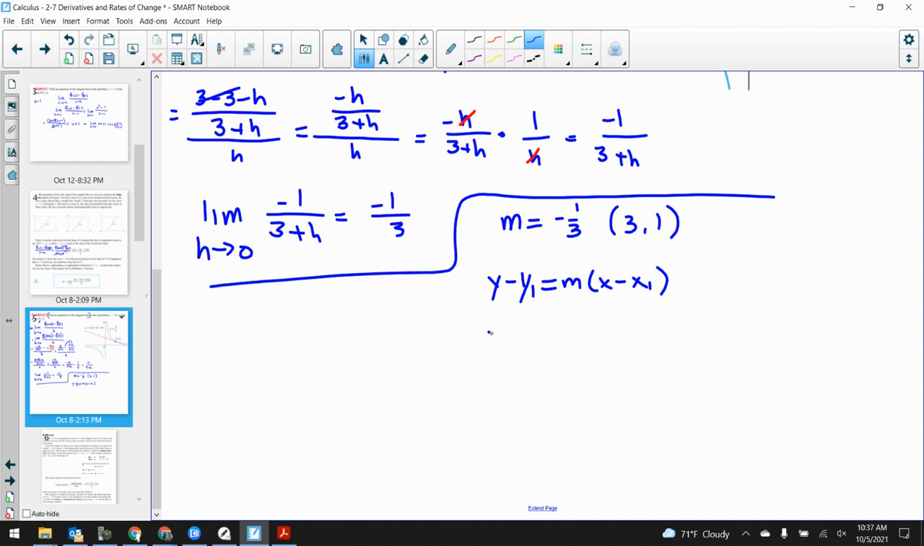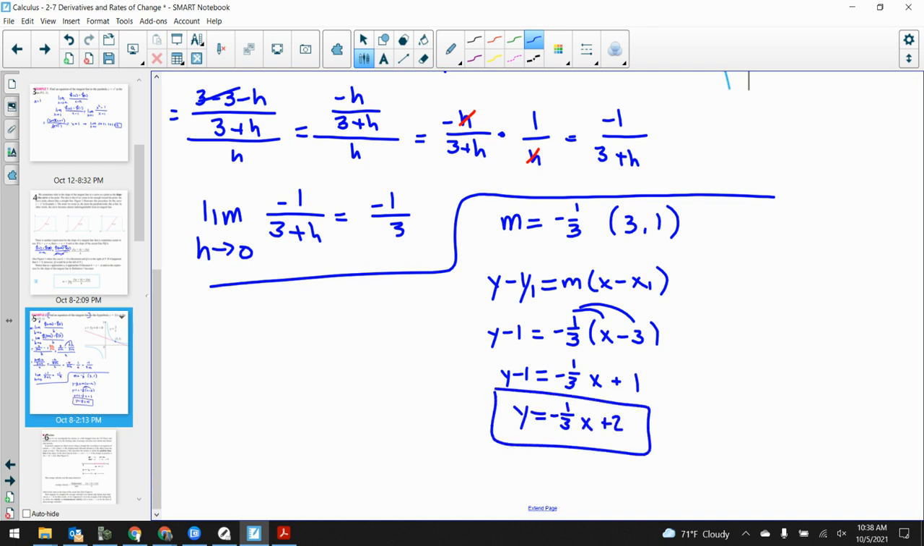All right, so that just means y minus 1 equals negative 1/3 times (x minus 3). Now we distribute the slope. y minus 1 is equal to negative 1/3 x plus 1. And we add the 1 over to the other side. y is equal to negative 1/3 x plus 2. That's the slope of the tangent line. Actually, no, I said that wrong. That's the whole equation of the tangent line at point (3, 1).